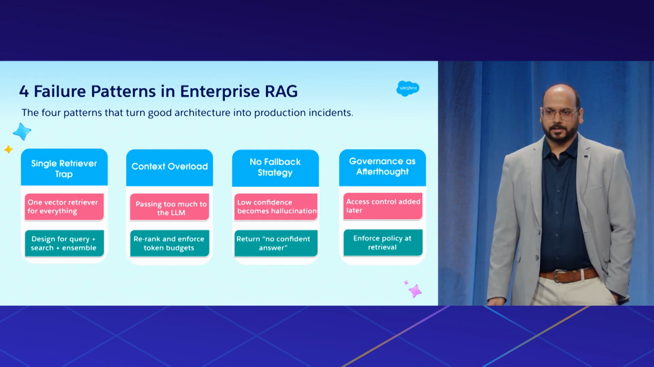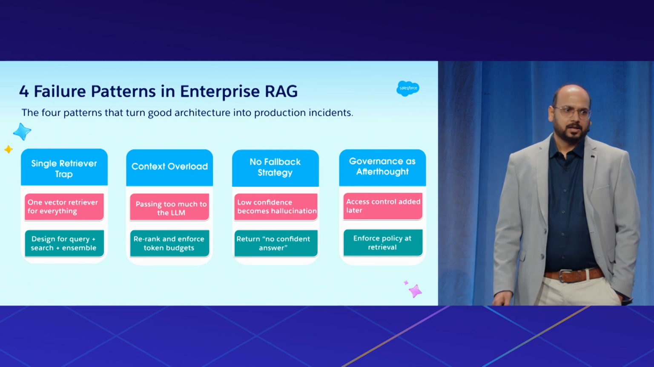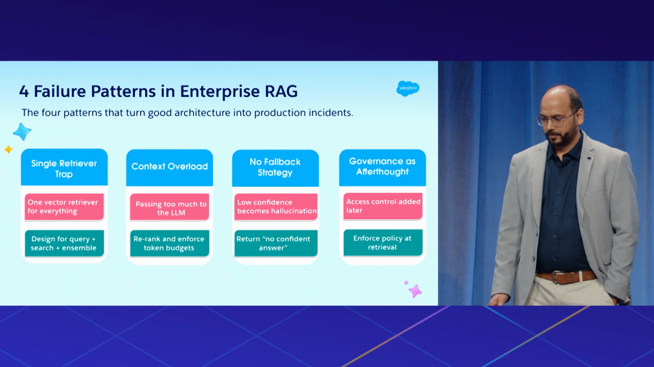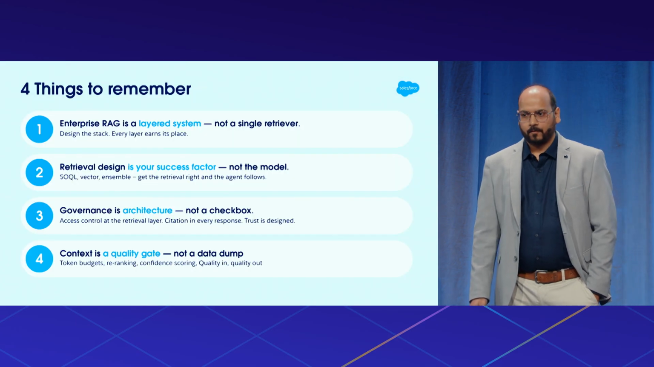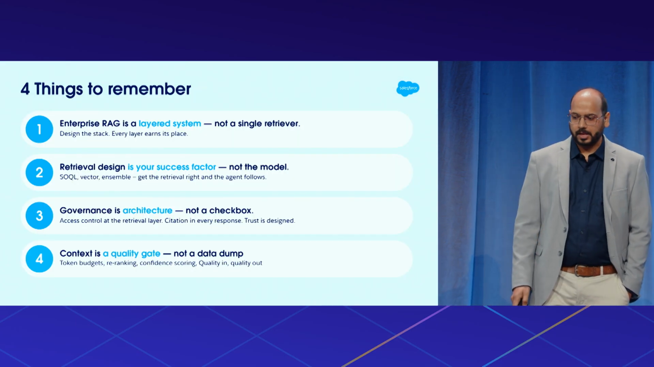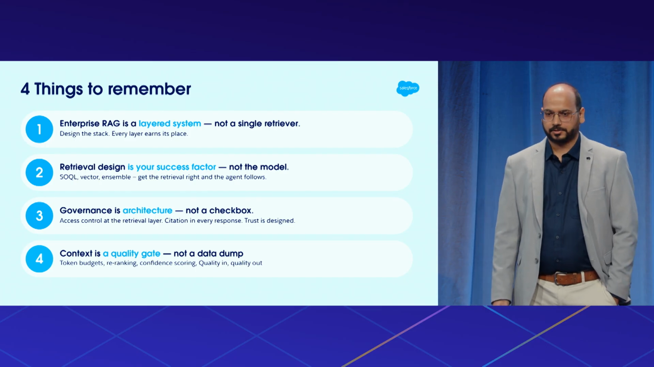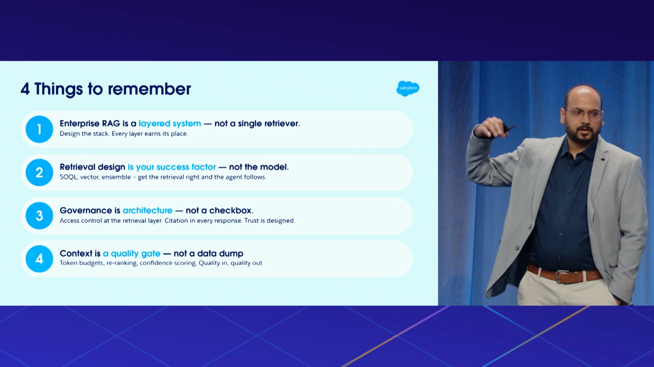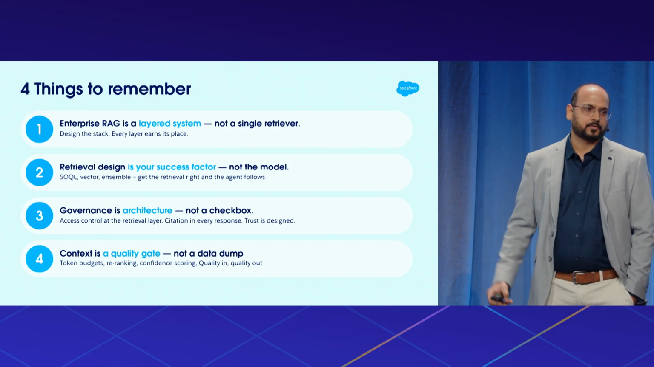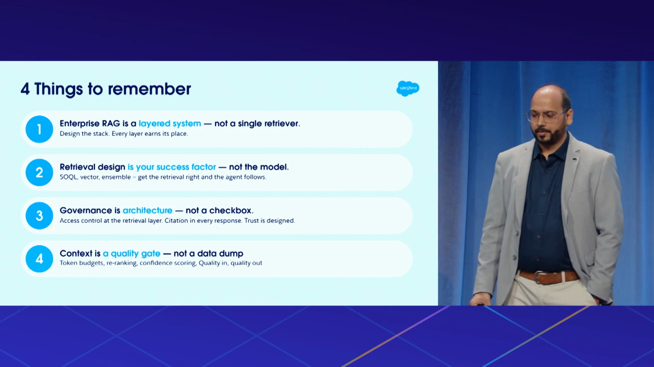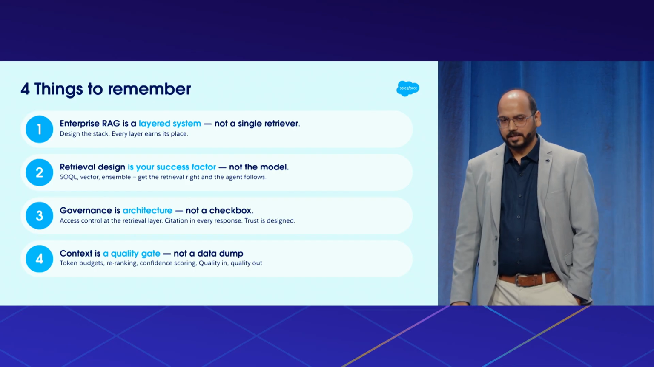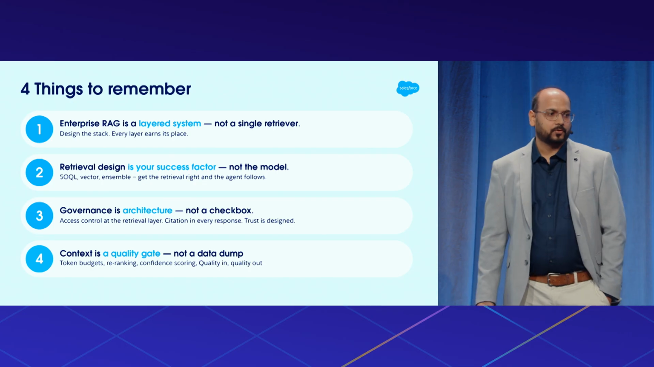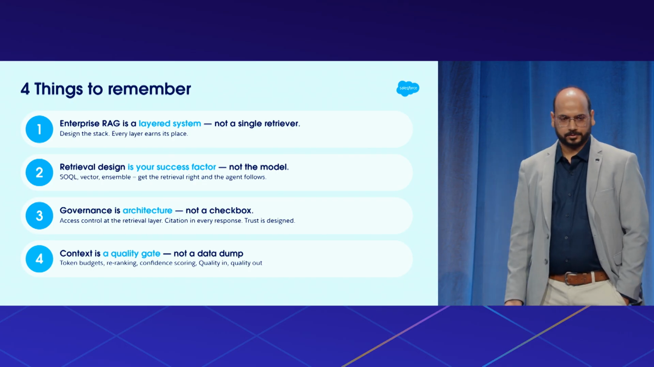And lastly, the governance. It should not be left behind. It should be at the very first place, the governance. Four things to remember with this. Enterprise RAG is a layered system. It's not a single retriever. We just saw the different layers of architecture, so we should follow the same architecture while we are implementing the enterprise RAG. Retrieval design is your success factor. It's not the model. You should understand what you are looking for, and accordingly, you need to design your retrievals.